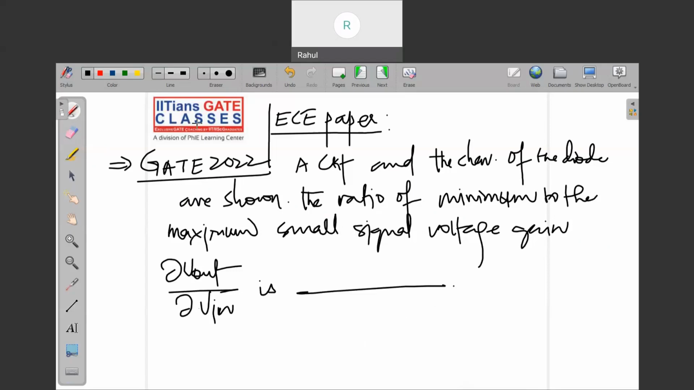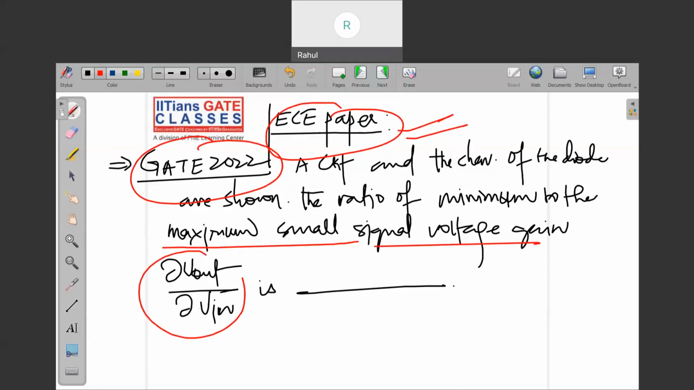This was the question asked in GATE 2022 EC paper, right? So this kind of question can be expected also in the HCL examination. So the circuit and the characteristic of a diode are shown, and you have to find the ratio of the minimum to the maximum small signal voltage gain, dV out upon dV in.